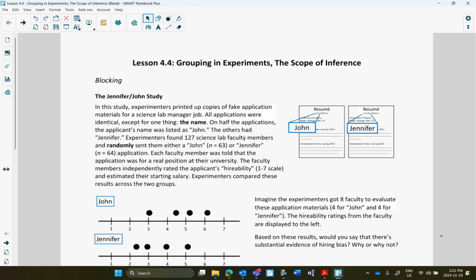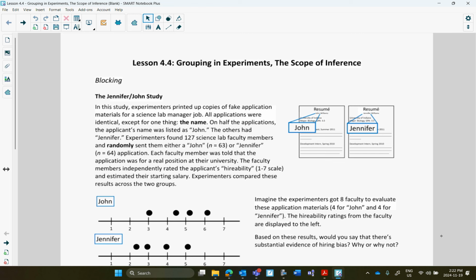Now, there are a couple of different types of experiments that are both random, but slightly different from just a random experiment. Yesterday we talked about completely randomized. But sometimes your situation may be set up where you might use one of these two. The first one is called block. In other words, a blocked random experiment, which is kind of like stratified when we talked about random sampling.